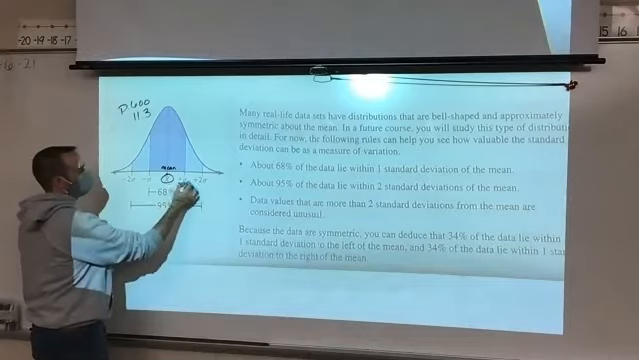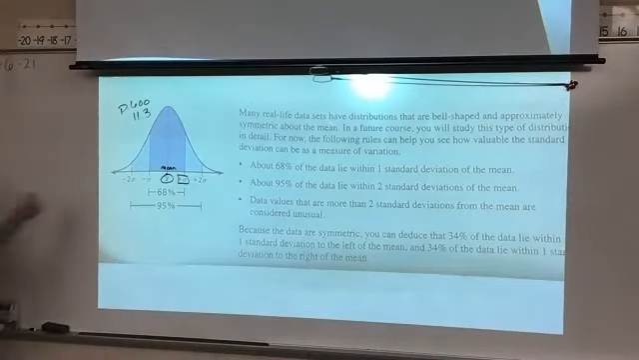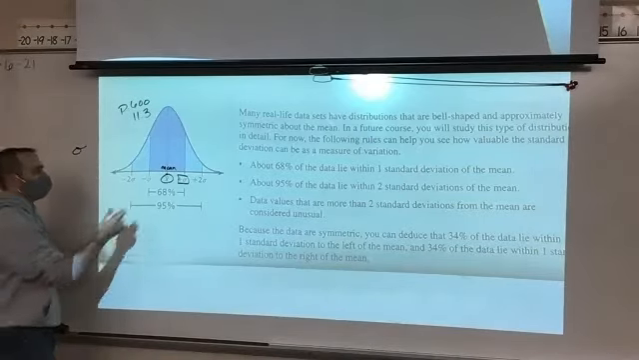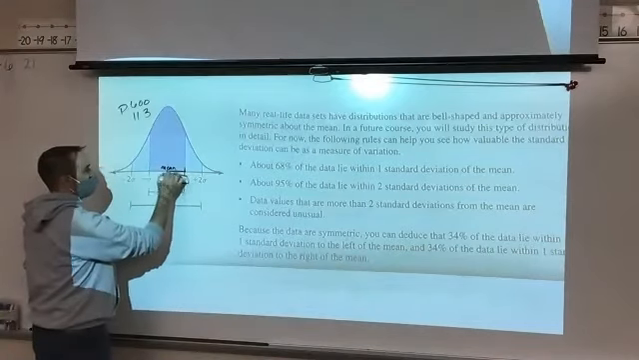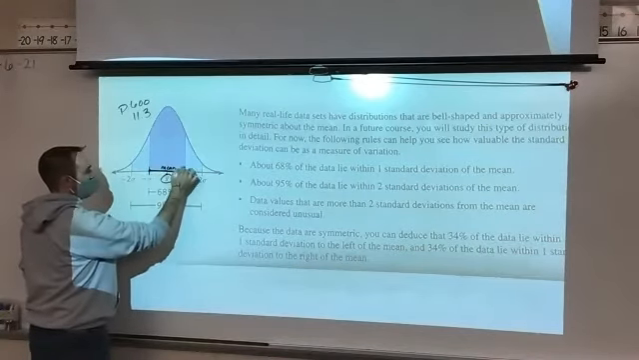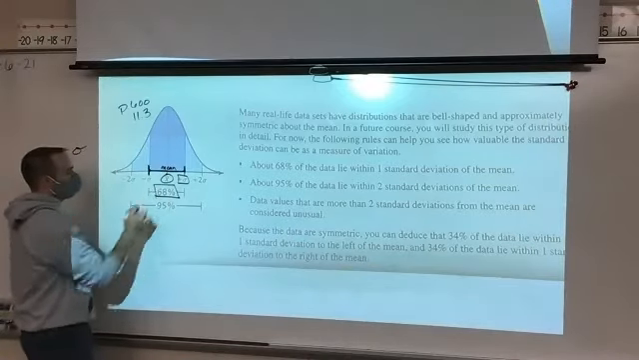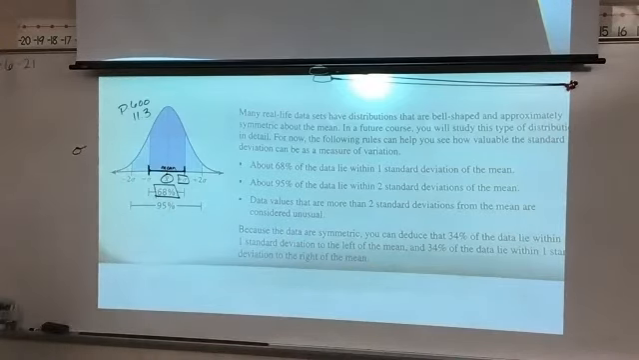What did this symbol represent? That symbol, what did that represent? Dave? Yeah, that was standard deviation. So what we're saying here is if you take that mean, and we figured out how to find standard deviation, if you take one standard deviation in either direction, the mean plus or minus one standard deviation, 68% of your data is going to fall there in this bell curve. 68% of your data is going to be within one standard deviation of both sides.